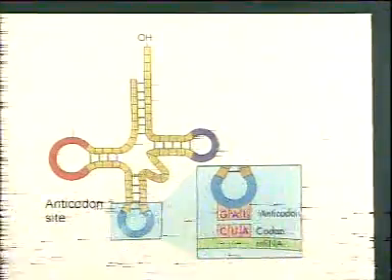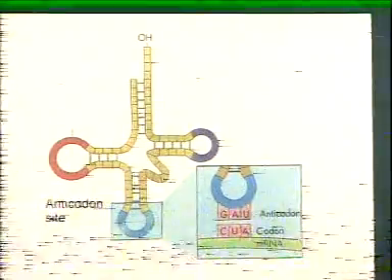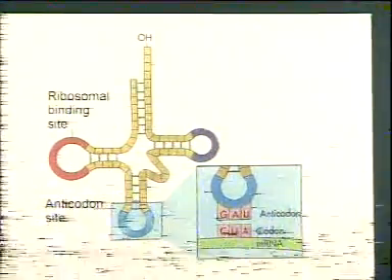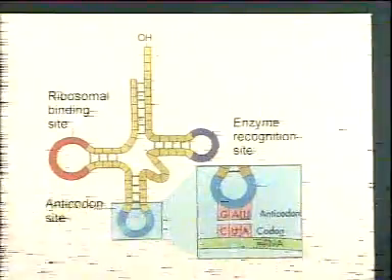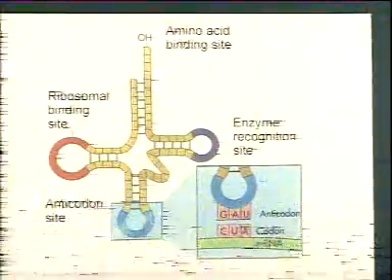An anticodon site, which is matched with the codon of the messenger RNA, the ribosomal binding site, the enzyme recognition site for the enzyme that activates the amino acid before binding with the transfer RNA, and the amino acid binding site. Now, amino acids are the raw materials for protein synthesis and are large organic molecules containing carbon, hydrogen, oxygen, and nitrogen. There are, as I said previously, a total of 20 amino acids found in nature, and plants synthesize these amino acids, and animals have to depend upon the plants for obtaining the amino acids in the form of plant proteins.